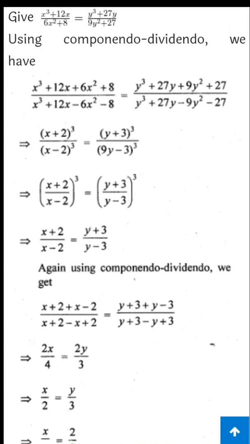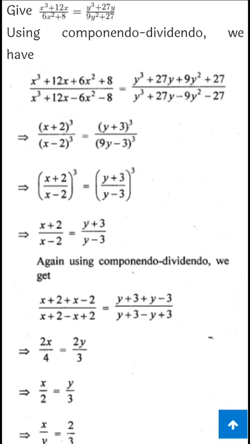Componendo and dividendo by now is clear to all. Now the identity which I was talking about, let's apply that. In the numerator we have x cube plus 12x plus 6x square plus 8, which is actually the expansion of x plus 2 whole cube as per the identity a plus b whole cube that I just explained. Similarly with the denominator, we have x cube plus 12x minus 6x square minus 8, which is actually x minus 2 whole cube.